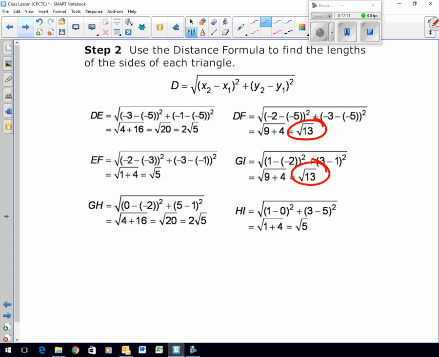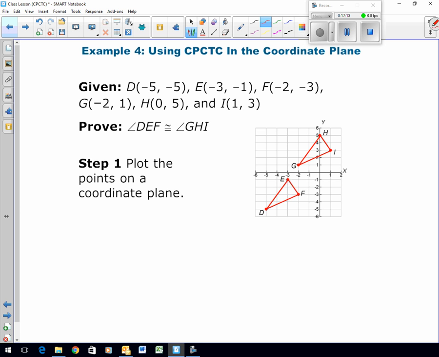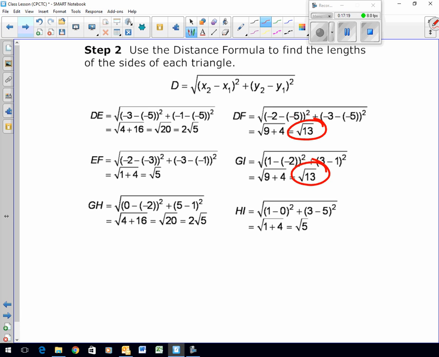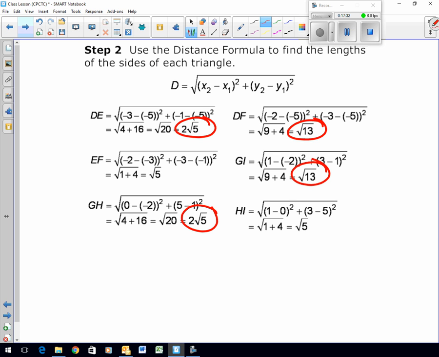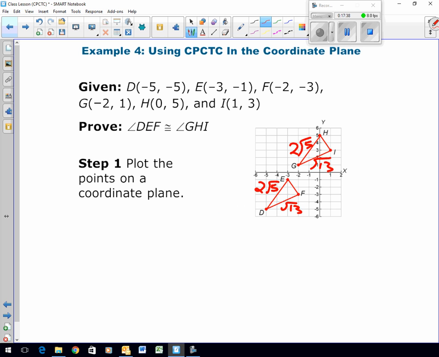D to F, square root of 13. G to I, square root of 13. D to E, 2 times the square root of 5. G to H, 2 times the square root of 5. H to I, square root of 5. And E to F, square root of 5. What do I have there? How many congruent sides do I have? 3. What theorem will I use?